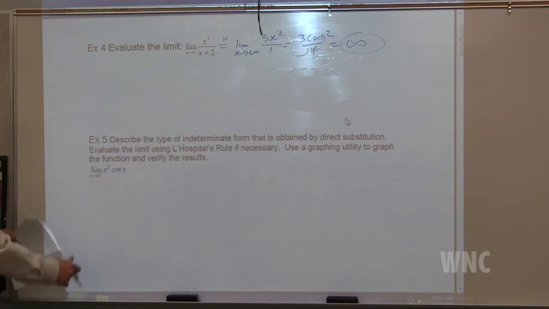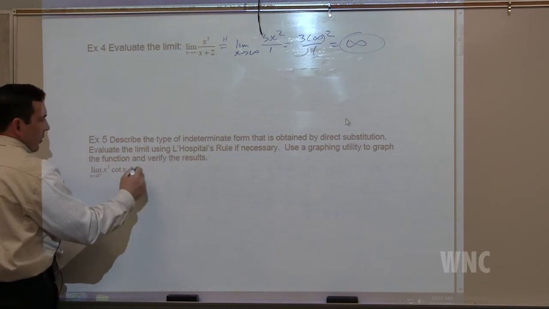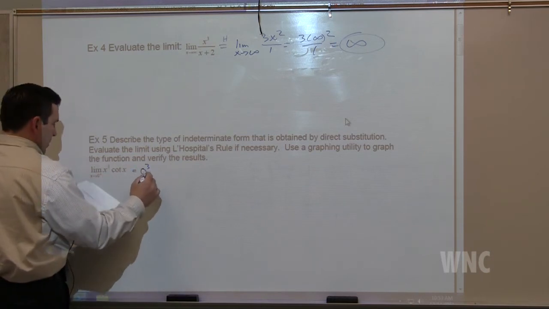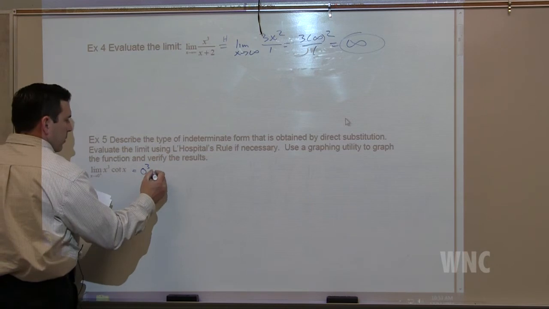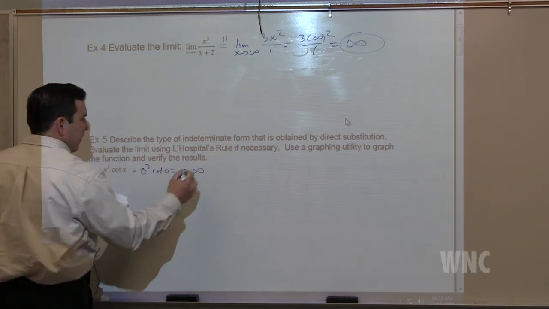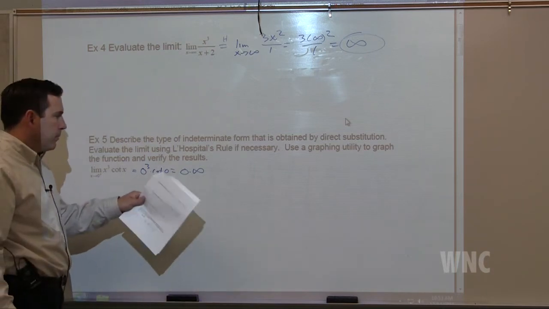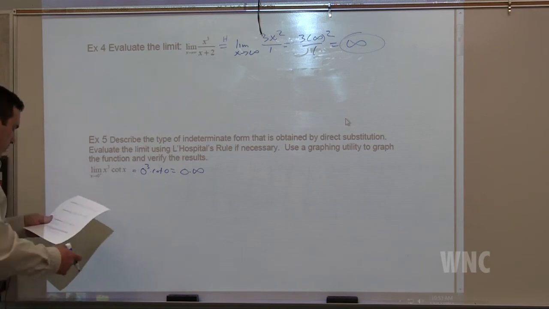Okay, so right now, if you plugged in the limit, you're going to have 0 cubed times cotangent of 0, which is 0 times infinity. That's the situation. Now this is also an indeterminate form. 0 times infinity, is it 0, is it infinity, is it 1, is it something else? We don't know. So we're going to use L'Hopital's rule.